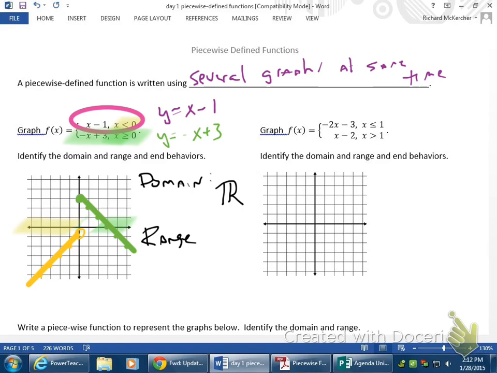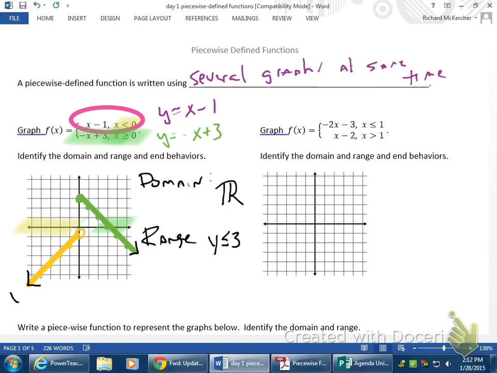The range, again, we're talking about all the y values that are used. Well, the y values happen from here down. So these y's go on forever, and these y's go on forever, but it never gets above that y value right there. So we'll say that y is less than or equal to 3. And again, I probably should have drawn those arrows on those.